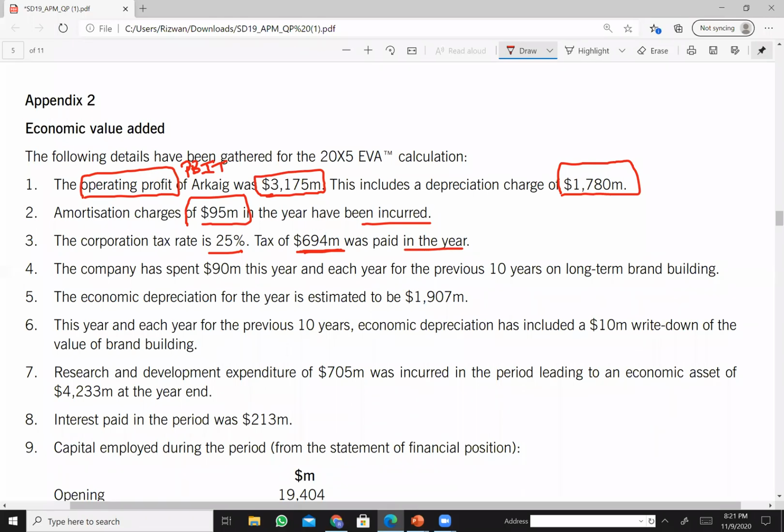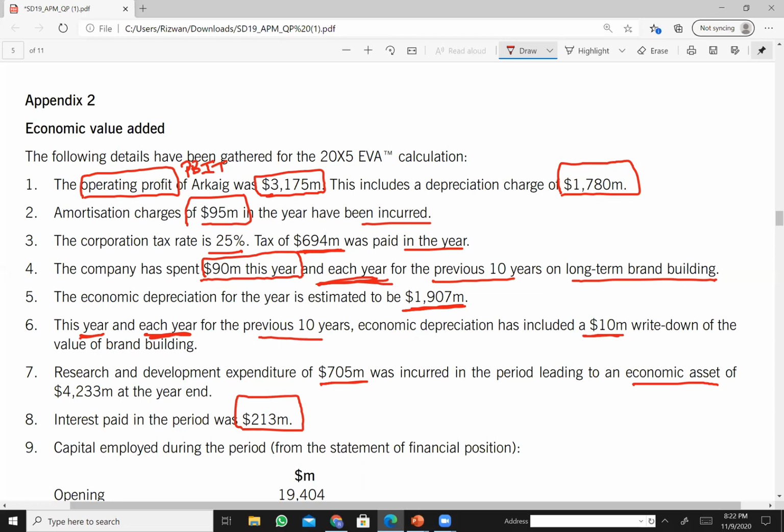Okay. The company has spent 90 million this year and each year for the previous 10 years on long-term brand building. The economic depreciation for the year is estimated to be 10 million. That's perfect. This year and each year. So these are the things that people are not able to understand. This year and each year. For the previous 10 years, economic depreciation has included a 10 million written down value of brand building. Research and development expenditure of 705 million was incurred in the period, leading to an economic asset of 4233 million at the year end. Interest paid in the period was 213 million.